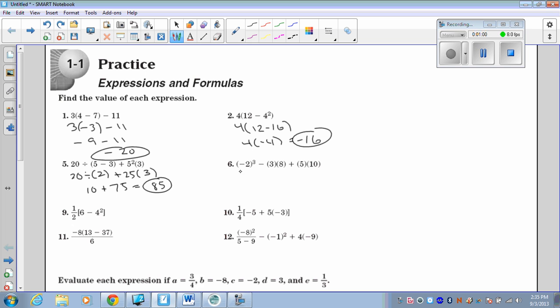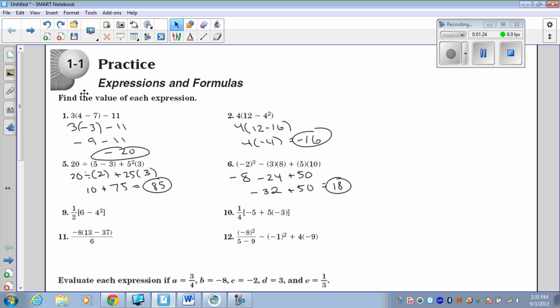Over here, negative 2 cubed is negative 8, right? Negative 2 times negative 2 times negative 2. Minus, this is 24, plus 50. Negative 8 minus 24 is negative 32. Plus 50 equals a positive 18.